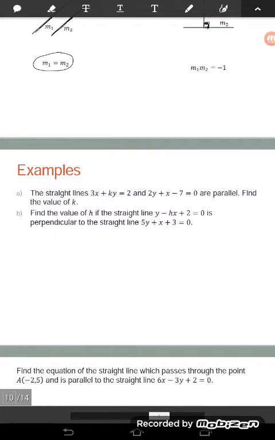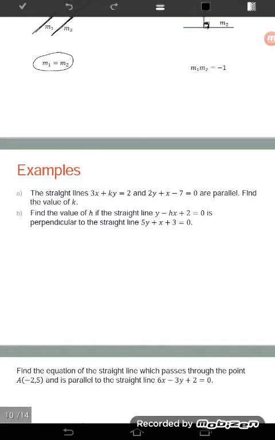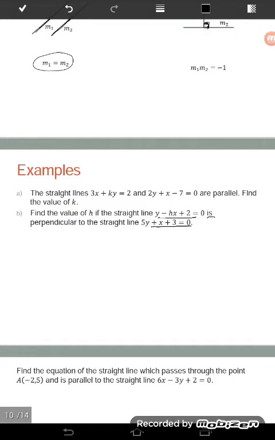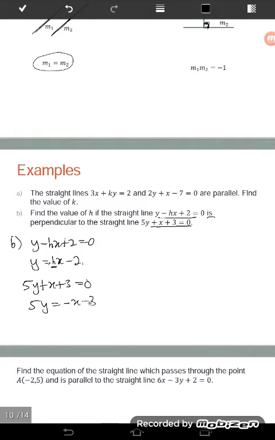Okay, so b, find the value of h if the straight line y - hx + 2 = 0 is perpendicular to the straight line 5y + x + 3 = 0. So same, first we need to rearrange both equations of the straight line in the form of y = mx + c. For the first one, y - hx + 2 = 0, so we have y = hx - 2. So the gradient for this line is h. For the second line, 5y + x + 3 = 0, so we have 5y = -x - 3, so y = -x - 3/5, which is y = -1/5 x - 3/5.